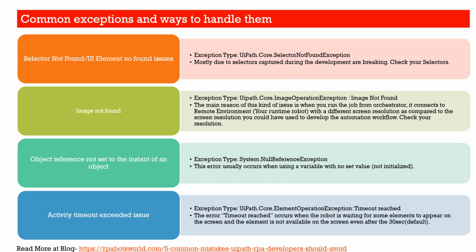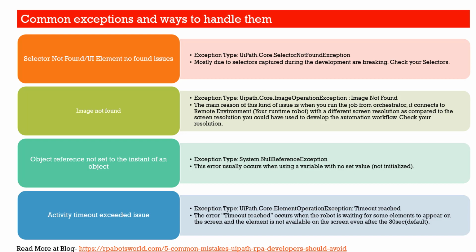That happens mostly when you are working with image controls, or capturing a button as an image, or capturing a text as an image and all those kinds of things. And that's exception number 2. You'll find a common exception called image not found. The exception type would be UiPath.Core.ImageOperationException, image not found. The main reason for these kinds of issues is that when you run a job from Orchestrator, it connects your bot machine, or your runtime robot, with a different screen resolution compared to the resolution that you worked on on your laptop. So what are the ways to fix it?